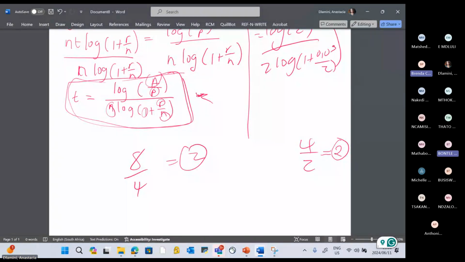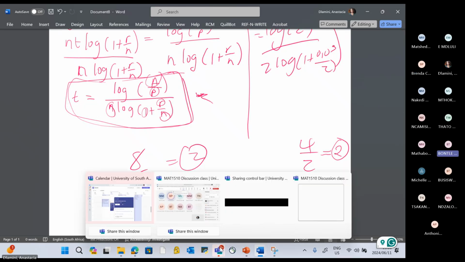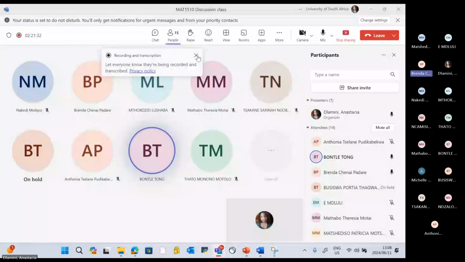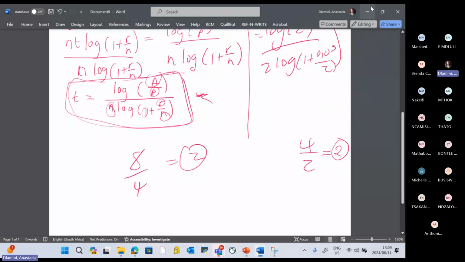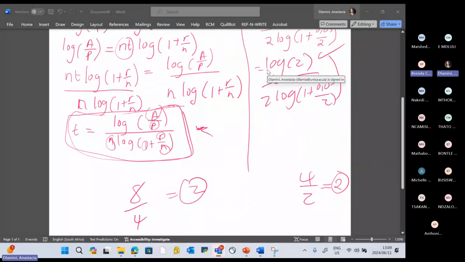Okay, ma'am. If I'm asked, did you use a calculator, Bontle? Yes, I did use a calculator. Okay, so here's what she did, ma'am. She said 2t log of base 1.02 of 2. Oh, I see. Then she divided by 2. Okay, now I see. Yeah, that's what she did.